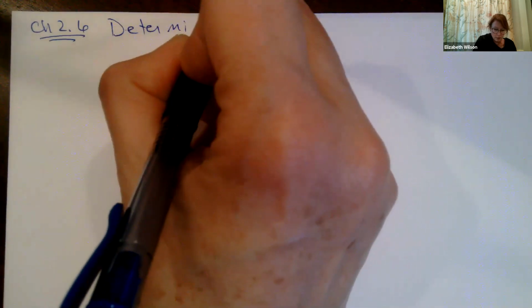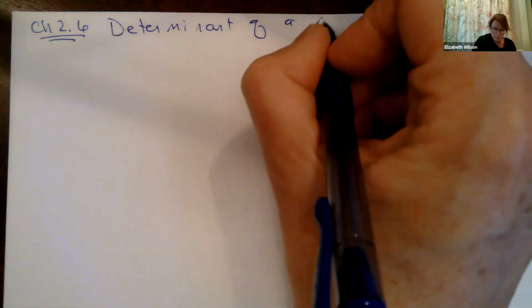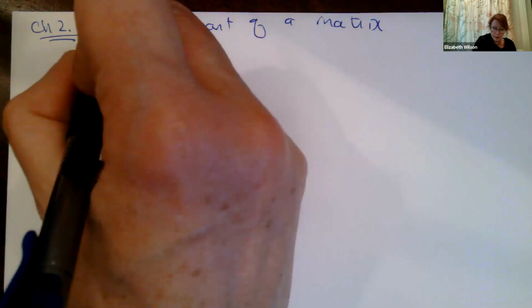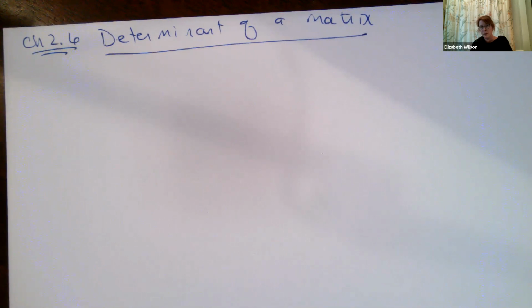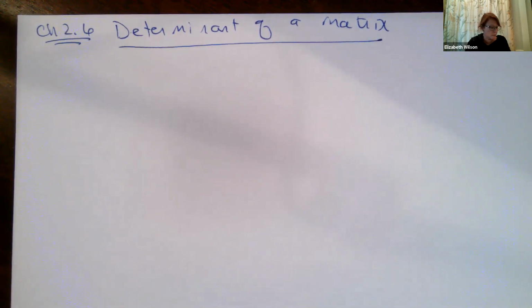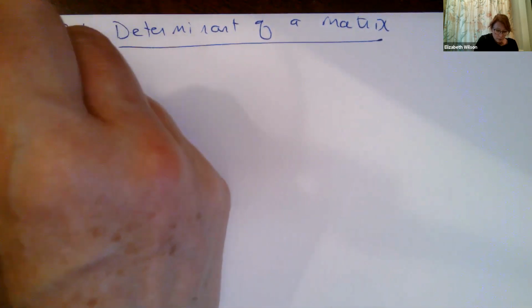So chapter 2.6, this is called determinant of a matrix. We've kind of been doing this already. We talked about it actually at the beginning when we talked about the cross product, right? The cross product is a similar process to how we calculate a determinant, okay? So let's think about what we're going to do for a determinant, because the determinant actually tells us a lot about the matrix itself.